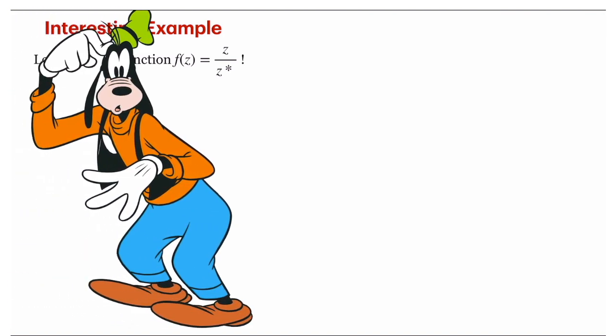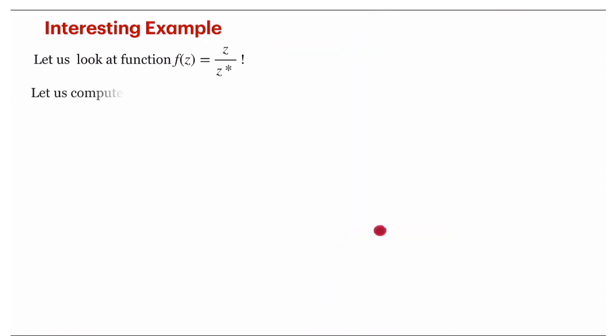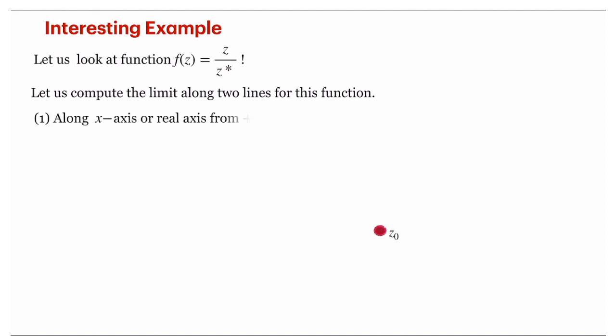Let's take an interesting example. Let's look at the function f of z is equal to z by z star. Of course, what is special about it, what is interesting about it, let's see. Let us compute our limit for this by taking the z0 and take two directions only. It is sufficient to show any two directions leading to different limits, then limit doesn't exist. To show the existence, you have to show that all the curves lead to the same point, but to show non-existence, two conditions are enough.